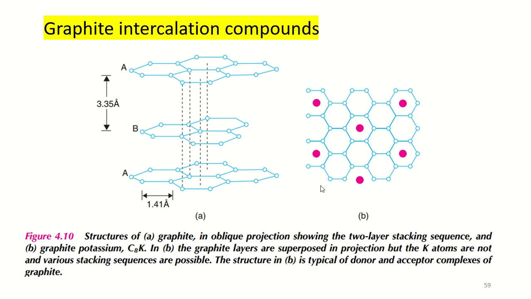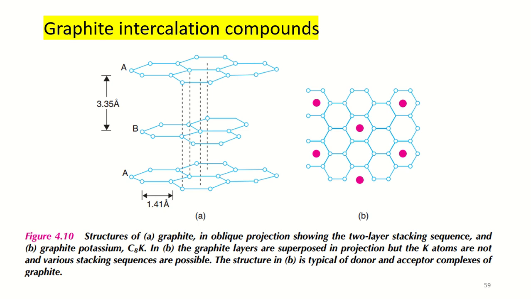The structure of graphite is a kind of projection showing the two-layer stacking sequence, and the graphite potassium in B. The graphite layers are superposed in projection, but the potassium atoms are not, and various stacking sequences are possible. Structure B is actually the typical donor and acceptor complexes of graphite.